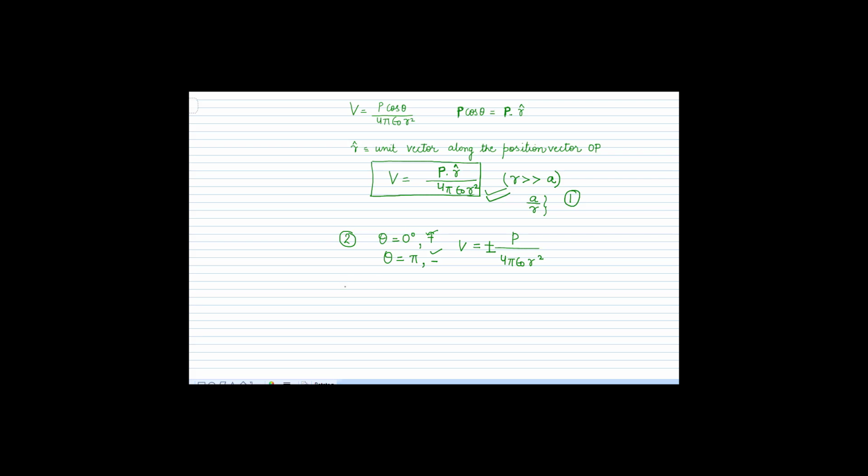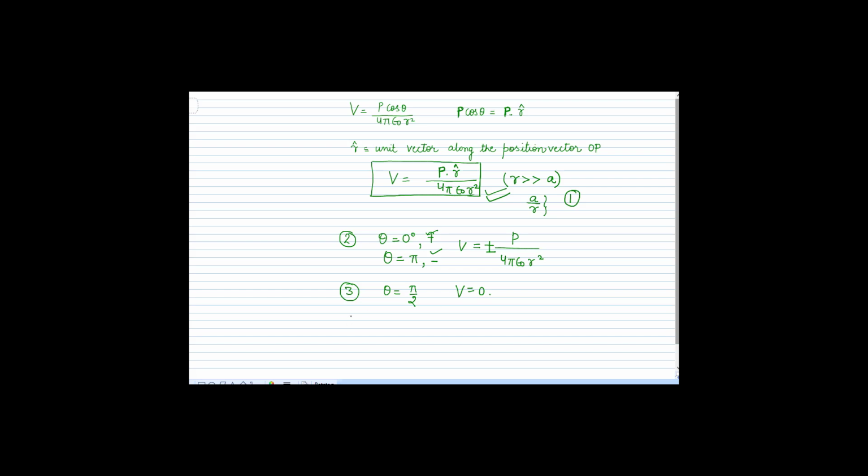And if we are at the equatorial plane, meaning the plane which passes through the center of the dipole and is perpendicular to it, then theta is 90 degrees, theta is pi by 2. If we put theta equal to pi by 2, then cos pi by 2 gives us 0. So we get the electrostatic potential as 0 for all points on the equatorial plane.